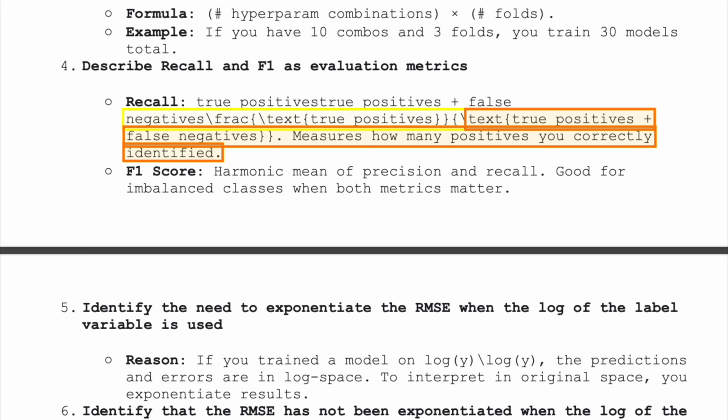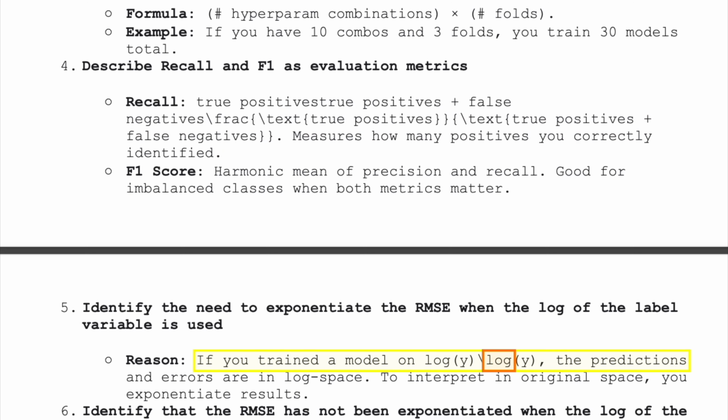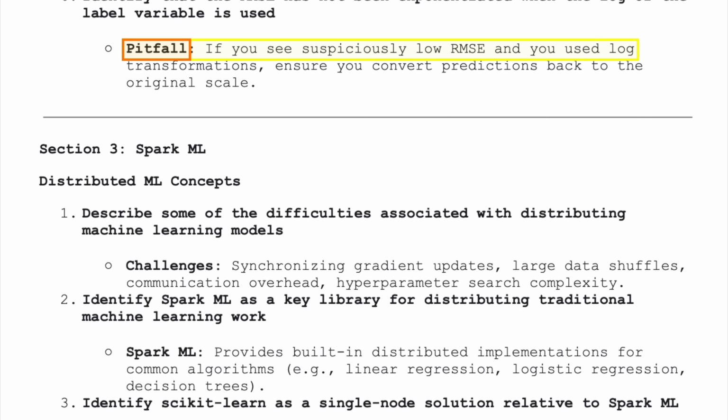5. Identify the need to exponentiate the RMSE when the log of the label variable is used. Reason: if you trained a model on log(y), the predictions and errors are in log space. To interpret in original space, you exponentiate results. 6. Identify that the RMSE has not been exponentiated when the log of the label variable is used. Pitfall: if you see a suspiciously low RMSE and you use log transformations, ensure you convert predictions back to the original scale.